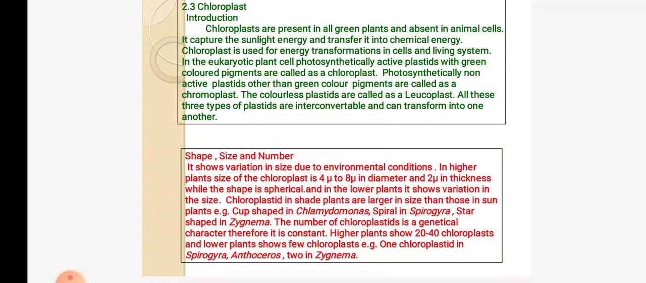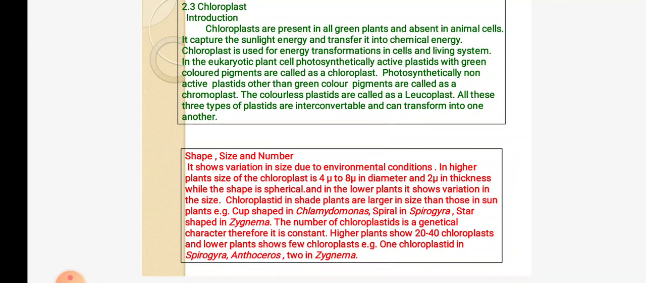First, we will learn about cell organelle chloroplast. Chloroplasts are present in all green plants and absent in animal cells. It captures the sunlight and transfers it into chemical energy. Chloroplast is used for energy transformations in cells and living systems.